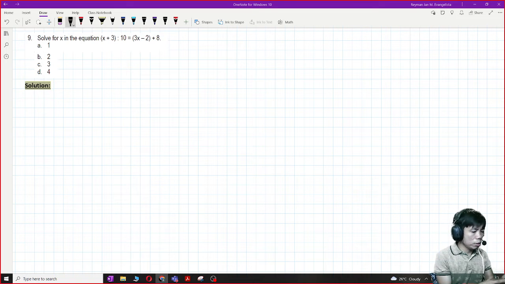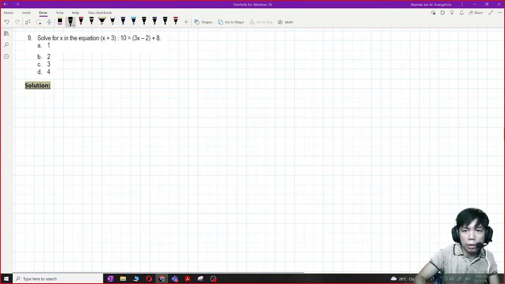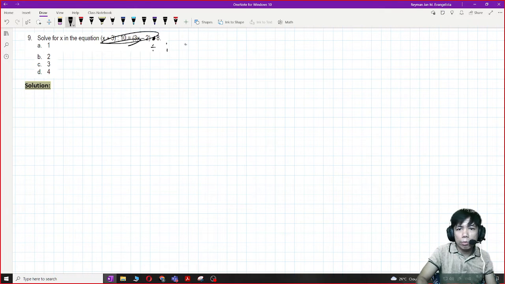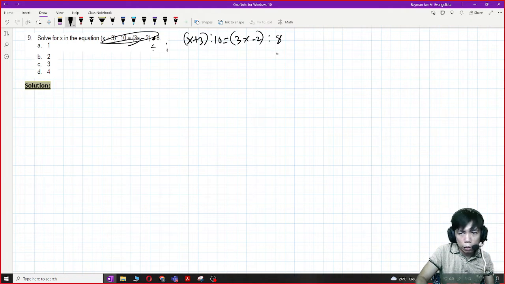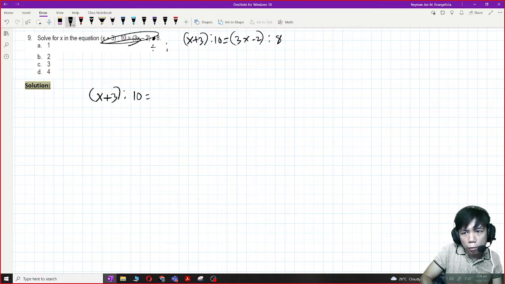Kung divide yan. Oo nga. Dapat ano ito guys. Dito plus ha. Dapat divide yan. Pwedeng divide, pwedeng yung ganito. Okay? So, dapat ang given yan is x plus 3 is to 10 equal to 3x minus 2 is to 8. Anyway, so write that dito na. X plus 3 is to 10 equal to 3x minus 2 is to 8.